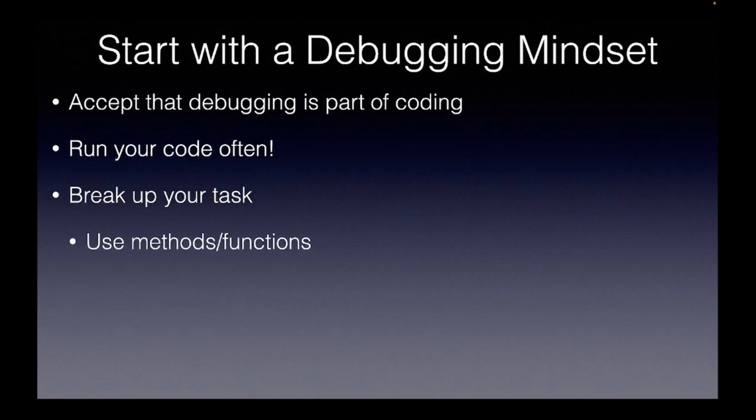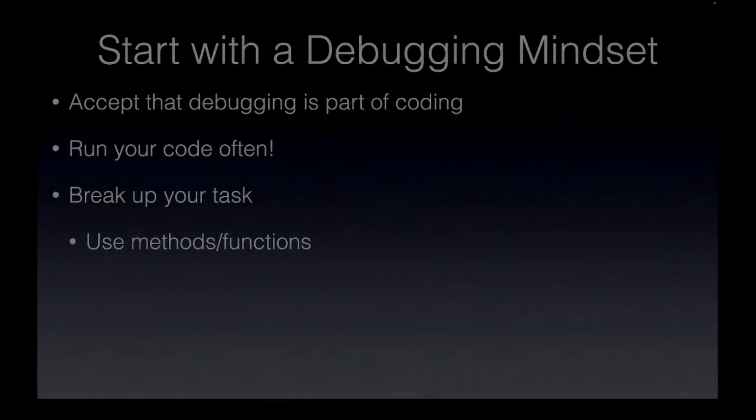Another thing you can do to help break up your task into smaller, more manageable pieces is to use methods or functions kind of liberally, right? Use them often. Identify the little tasks that you need to do in order to solve the big problem. And then for each one of those tasks, write a method or a function that just does that. A lot of times you can write and test a function by itself, and you can get that function working completely, and then you can incorporate it into the rest of your program once you know it's working.